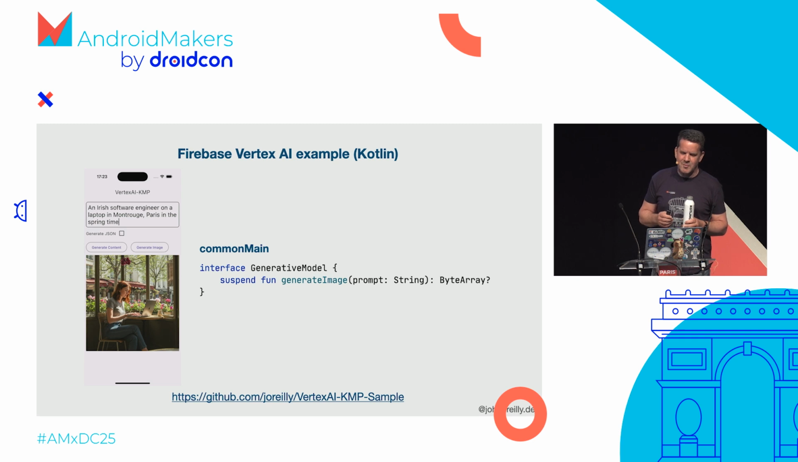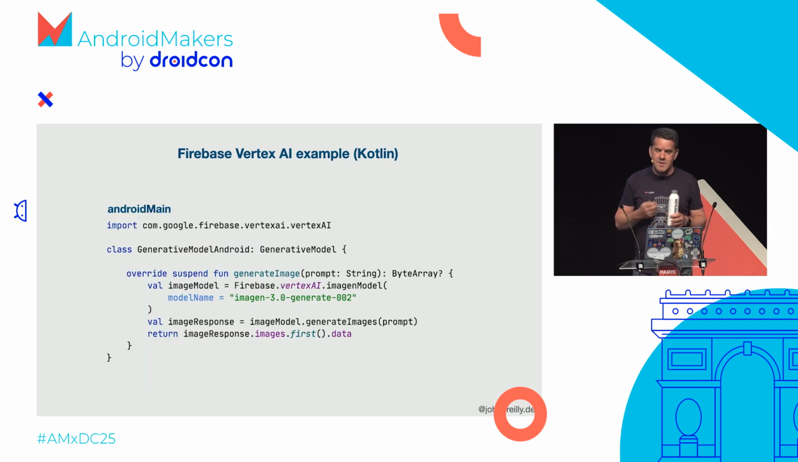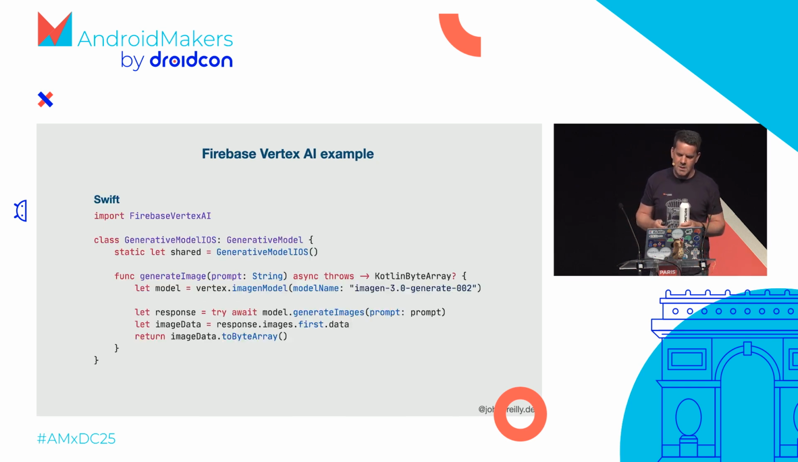Starting off with a small example from the Firebase Vertex AI sample I have. This is a Compose Multiplatform application with most of the code shared between Android and iOS. Here we have an interface, GenerativeModel, defined in commonMain in our KMP module. In this case, being used to generate images using the Firebase Vertex AI. And this is the implementation on Android using the associated Firebase Vertex Android Gradle dependencies. It creates an image model using that library, and from that generates an image using the supplied prompt.